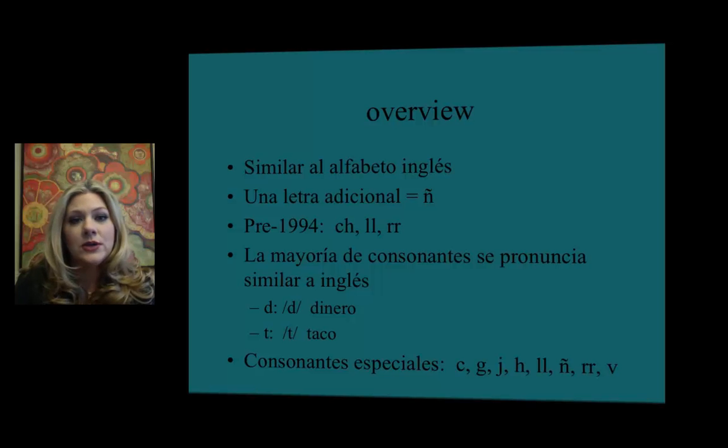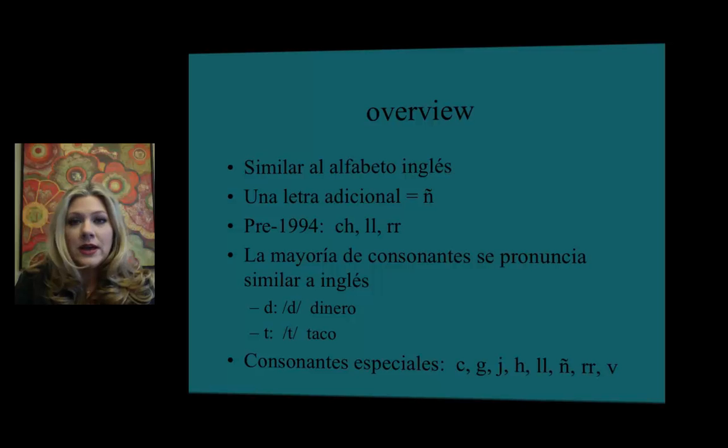Just an overview, it's muy similar al alfabeto inglés. So it's very similar to the English alphabet. As you'll notice, all of the letters, or most of the letters, look just like English letters. There is an additional letter. It's the N with a squiggle mark over it, which is called a tilde, and the letter is called ñ.